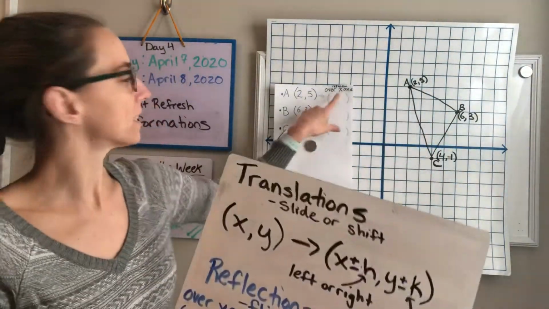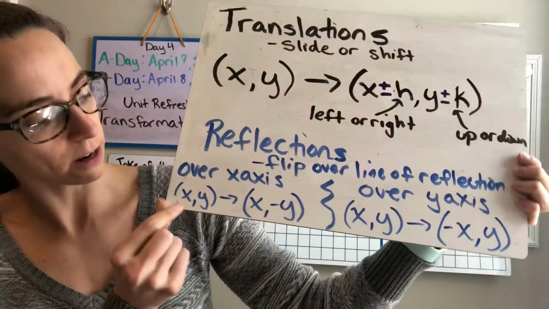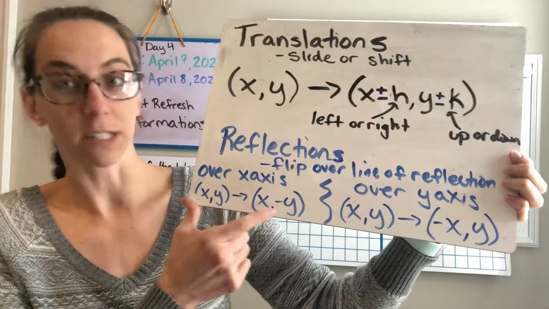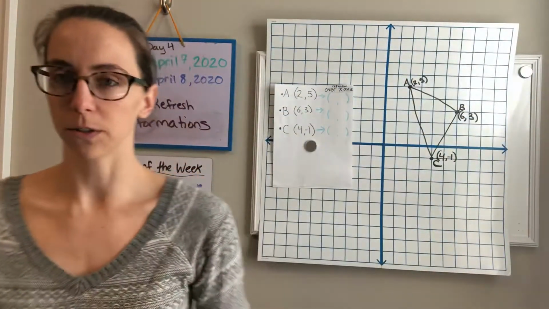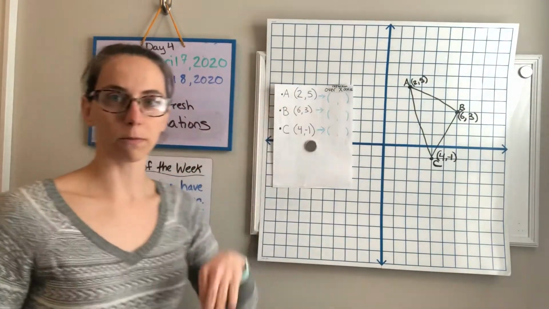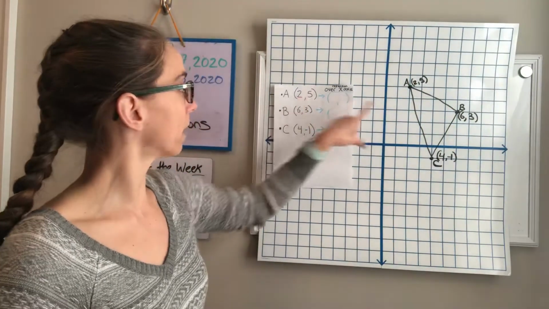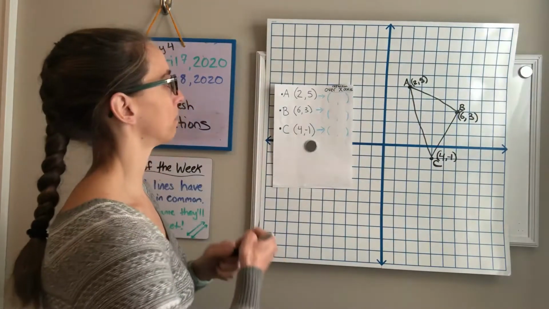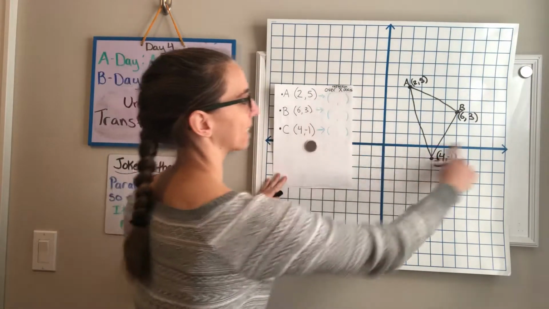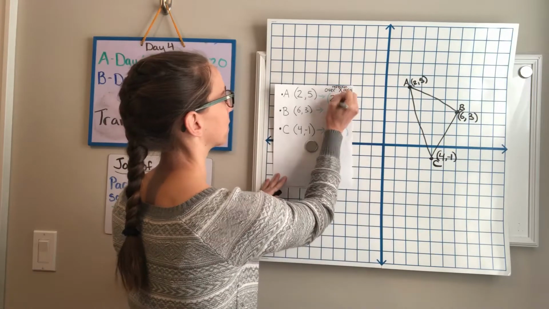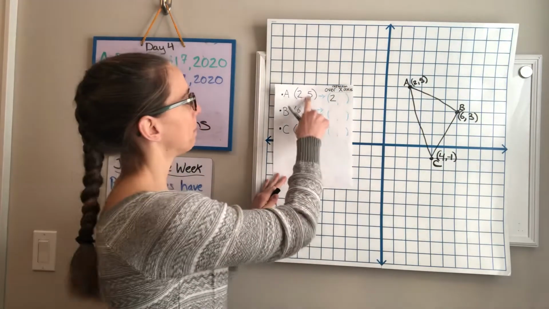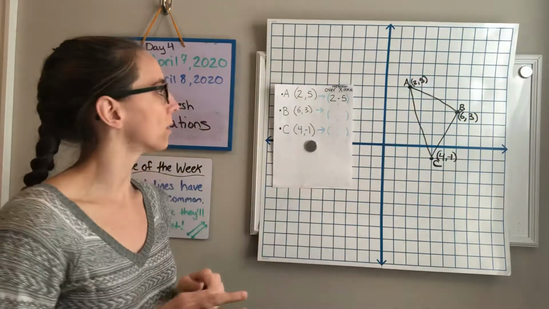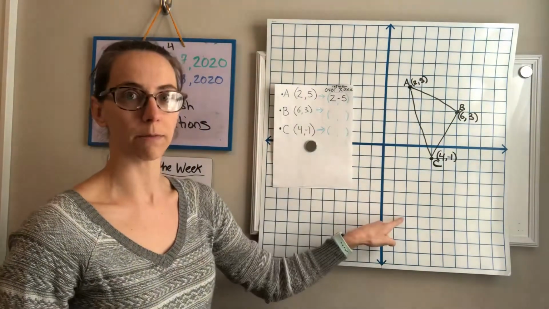So we are reflecting this over the x-axis, which means, again, our x values are going to stay exactly the same. It's our y values that are going to become the opposite. So that's going to affect how we shift our graph from the top to the bottom. So if my original point was at 2, 5, but we are reflecting over the x-axis, my x value is going to stay exactly the same, but my 5 is now going to be -5. So my new A value is going to be at the point 2, -5.